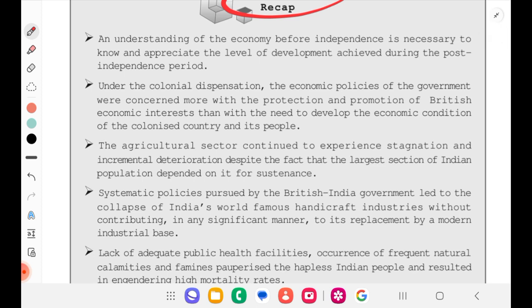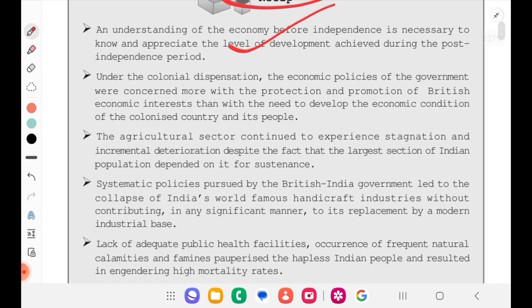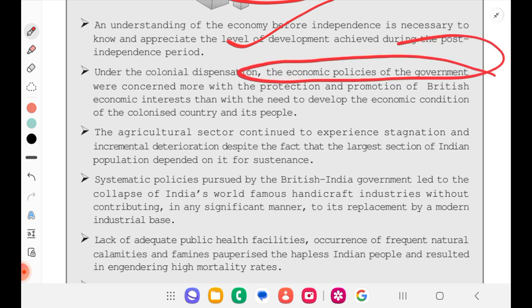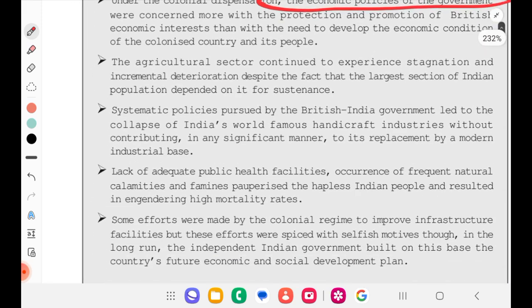during the post-independence period. Under the colonial dispensation, the economic policies of government were concerned more with the protection and promotion of British economic interests than with the need to develop the economic condition of a colonized country and its people. The agriculture sector continued to experience stagnation and incremental deterioration, despite the fact that the largest section of the Indian population depended on it for sustenance.